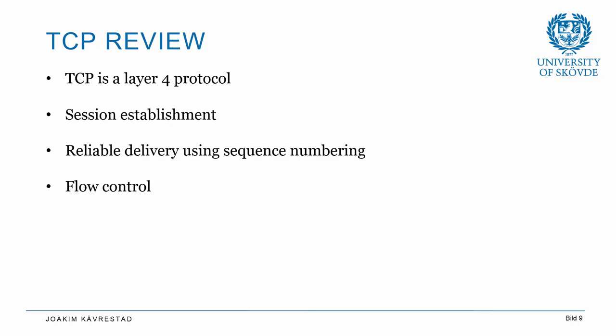So let's briefly review. TCP is a layer 4 protocol where we have session establishment, and we have reliable delivery using sequence numbering. All the segments are numbered, and the receiving host acknowledges that the segments have been received. We also have some flow control that tells us how many segments we send in a row before we expect an acknowledgement packet and stuff like that.